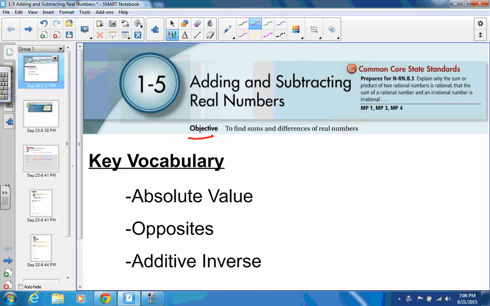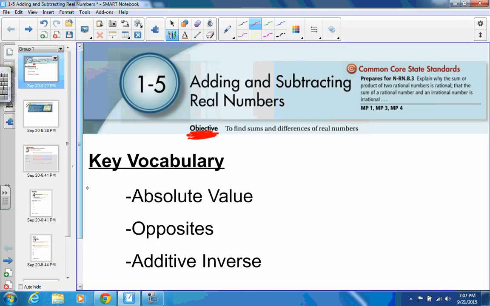Now make sure you write down the objective or the goal in your goal sheet, or at the very least in the front of your notes. The goal is to find sums and differences of real numbers. Sums having to do with addition, of course, and differences dealing with subtraction. So we're going to find sums and differences of real numbers.